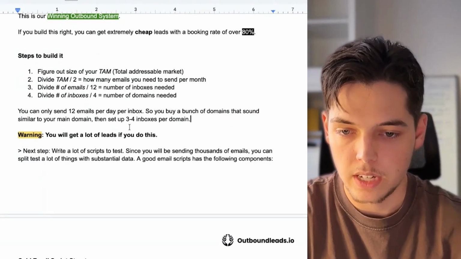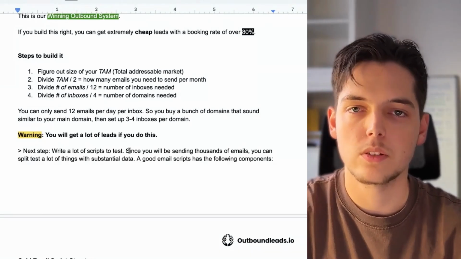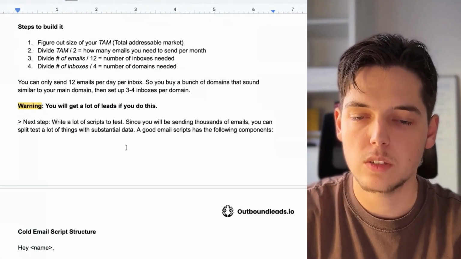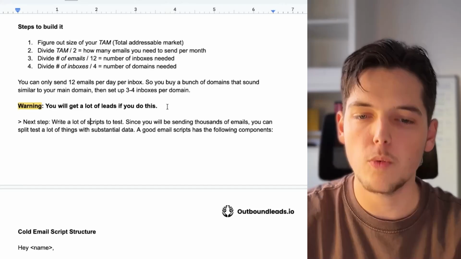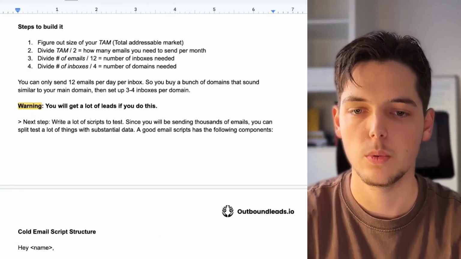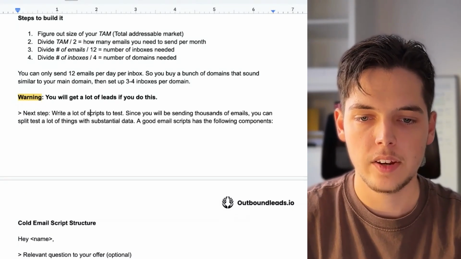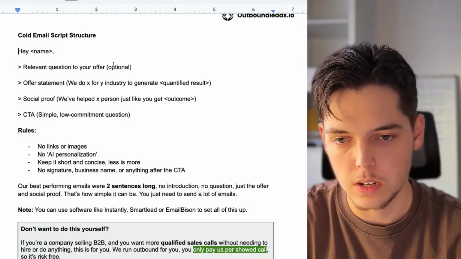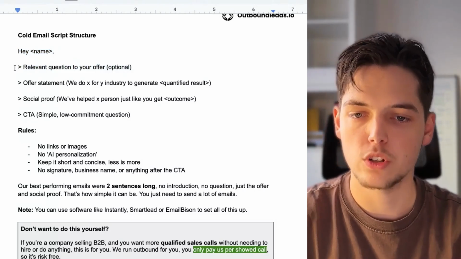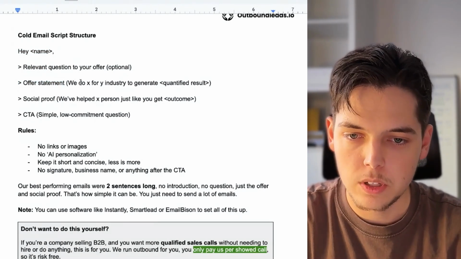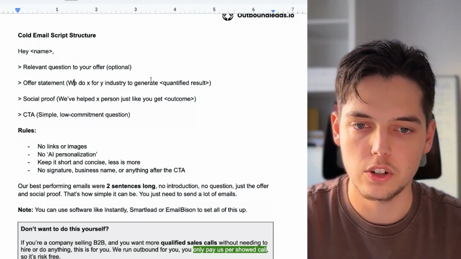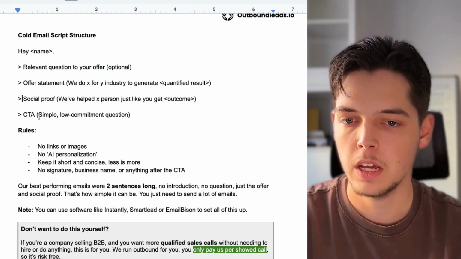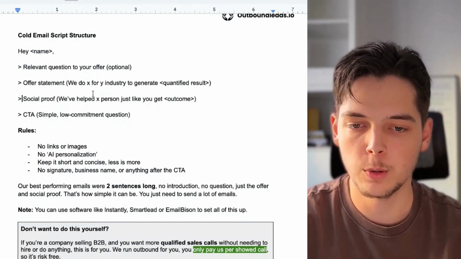And then the next step is to write a lot of scripts to test. Since you will be sending thousands of emails every single day, you can split test a lot of things with substantial data, okay? Because you send so much that you can actually test multiple things at once without hurting anything, okay? And a good email script has the following components. You have, hey, name, so just their first name. Then you have an optional, irrelevant question to your offer. Then you have your offer statement, so just we do X for Y industry to generate a quantified result. Then you have social proof, so we've helped X person just like you get the outcome. And then you have a CTA at the end, which is just a simple low commitment question.